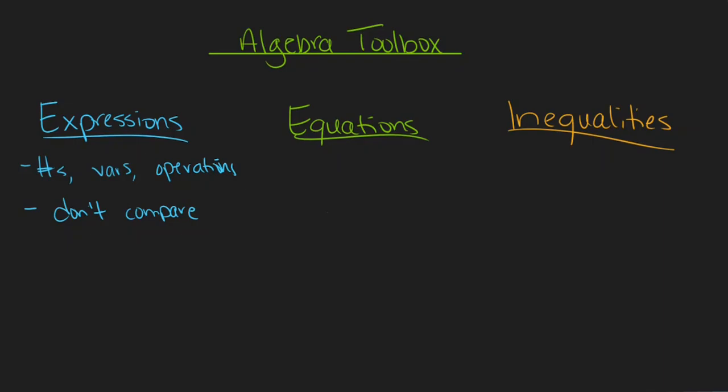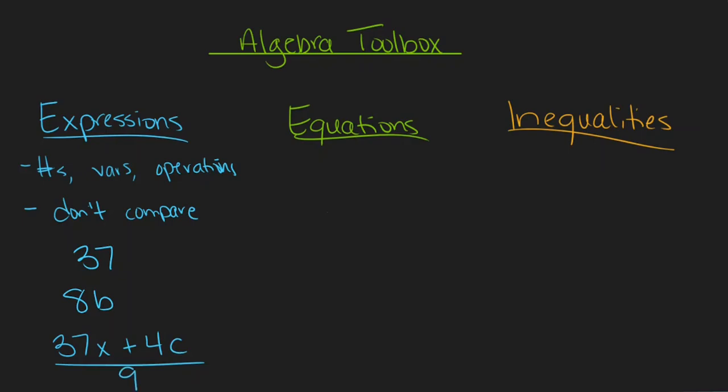So, for example, an expression could be as simple as just a number on its own, something like 37. An expression could also be a number with a variable, so something like 8b. We could also have some operations happening. Just like with 8b, we have hidden multiplication happening. We could also have something like 37x plus 4c all over 9.